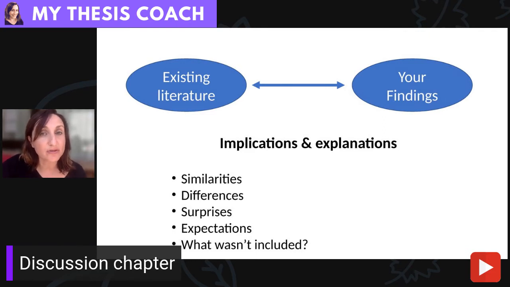Did you go into your study with particular expectations that were either met or were not met by the findings from the data? And I love this last question here. What actually wasn't included? What didn't you discover? Because that's often really interesting as well. Your study would have discovered certain things, but what didn't it find? And why is that interesting? And for each of these questions, what you're doing is you're unpicking the implications of your results and you're coming up with explanations. So why was that the case?